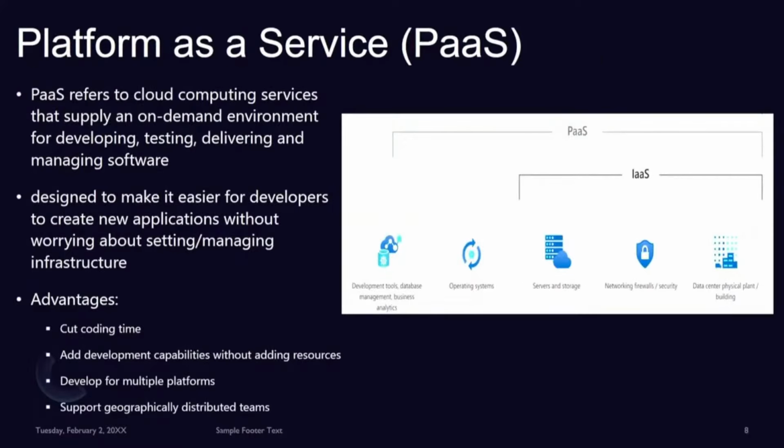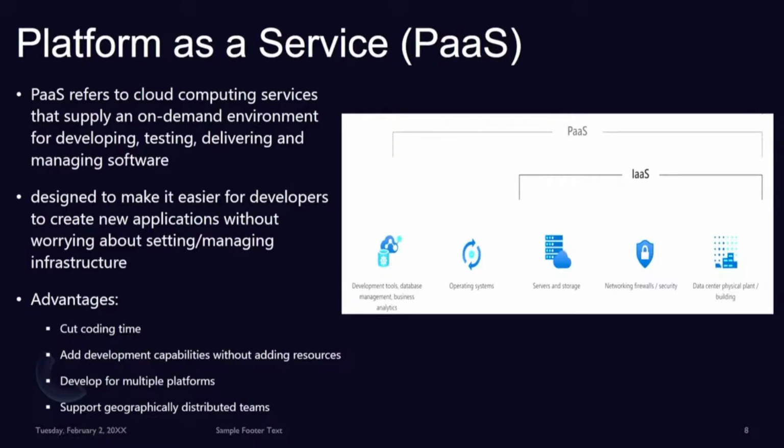Then the second type of service is called platform as a service. PaaS refers to the cloud computing services that supply an on-demand environment for developing, testing, delivering, and managing software. So in the case of PaaS, we are getting an entire infrastructure plus the platform or an environment for developing, testing, delivering, and managing the software as well. In case of IaaS, we are buying the infrastructure and managing it ourselves. We are only supposed to install the operating system, connect those systems and all.